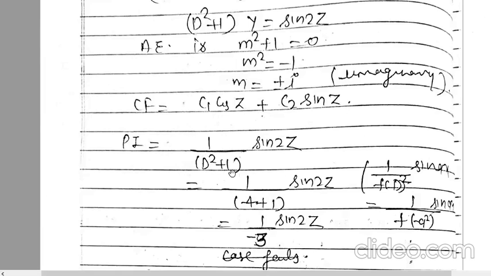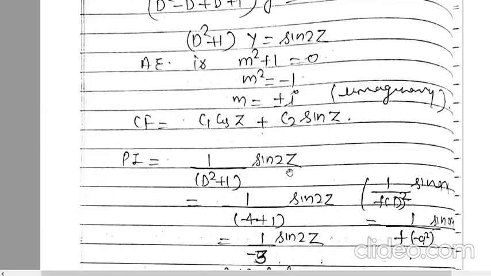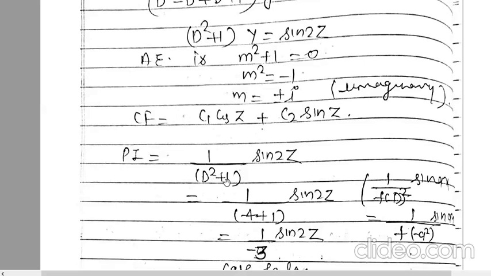Now, PI is 1 upon D squared plus 1 sin 2z. So 1 upon minus 4 plus 1, because which case is applicable? Case second. If you have sin ax, you can write D squared is equal to minus a squared. So a is 2, a squared is 4 and minus a squared will be minus 4, right? So minus 4 plus 1, minus 3 upon sin 2z. So your PI is minus 1 by 3 sin 2z.